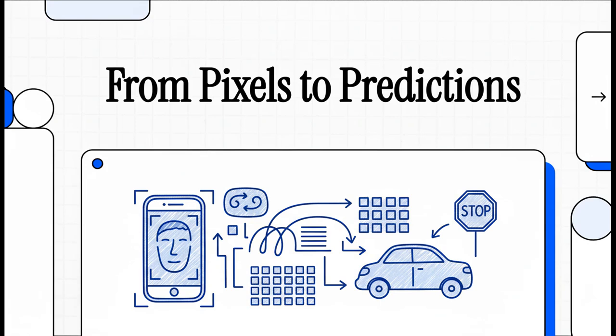Have you ever just looked at your phone and wondered how on earth does it know that's my face? Or how can a car see a stop sign? Well, it all boils down to teaching a machine how to see. And today, that's exactly what we're going to do. We're going to build a simple AI right from scratch to figure it all out.